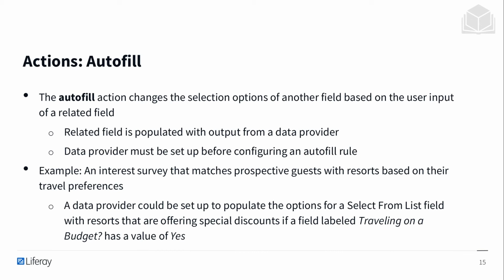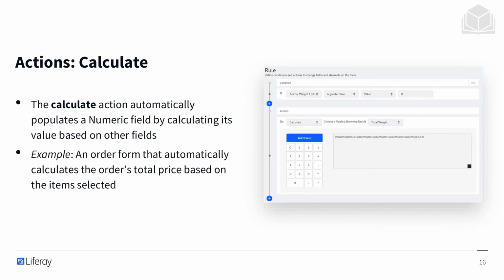A data provider could be set up in order to populate the options for a select from list field with resorts that are offering special discounts based on a field being labeled traveling on a budget. Actions: calculate. The calculate action automatically populates a numeric field by calculating its value based on other fields. For example, an order form that'll automatically calculate the order's total price based on the item selected.